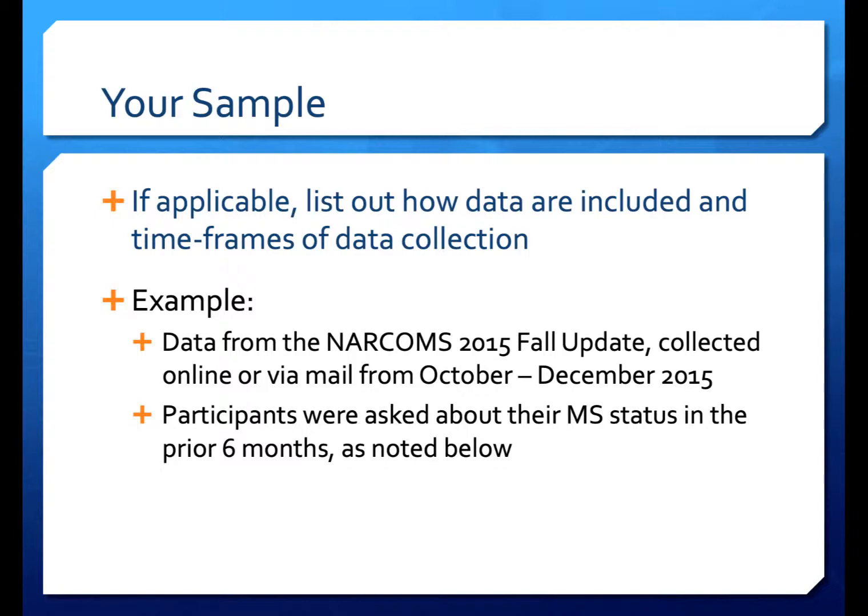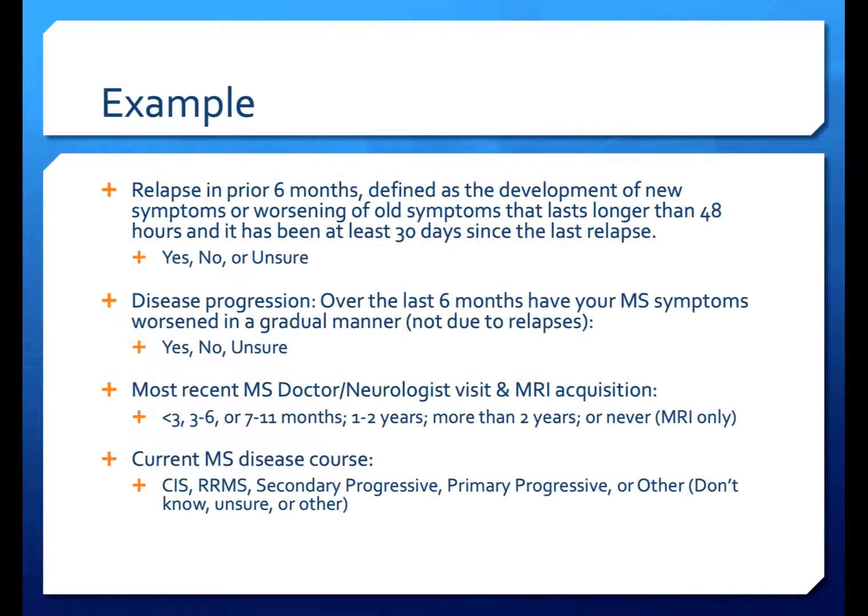Participants were asked about their MS status in the prior 6 months. And those were defined as relapse symptoms, which were categorical, yes, no, or unsure. Disease progression, again, yes, no, or unsure. Their most recent visit to their multiple sclerosis doctor or neurologist, and their last MRI, and that was also categorical in the categories as shown here. And then current MS disease course, and again, self-report under these categories. So we were really looking at categorical descriptive outcomes here in a self-report data set.